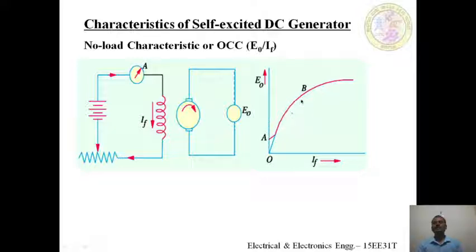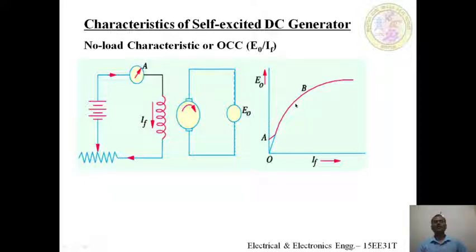Initially, the curve is a straight line, that is, at lower flux densities, before saturation is reached. As the field current increases, the flux increases and hence the induced EMF increases. After point B, once saturation is reached, a large amount of field current is required to increase a small amount of induced EMF. That is why the curve bends here.